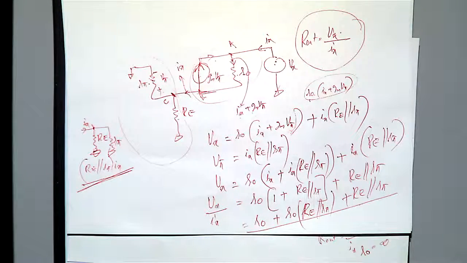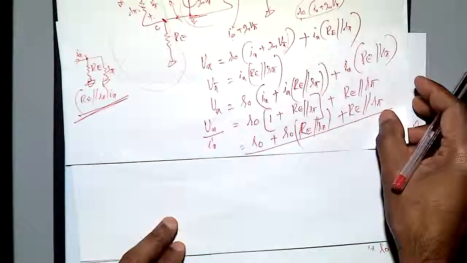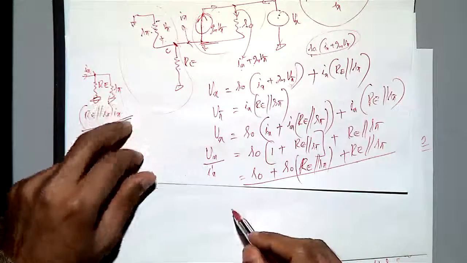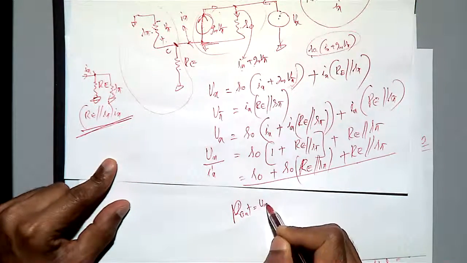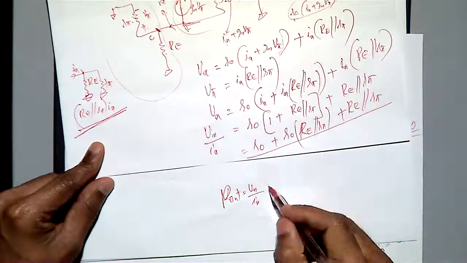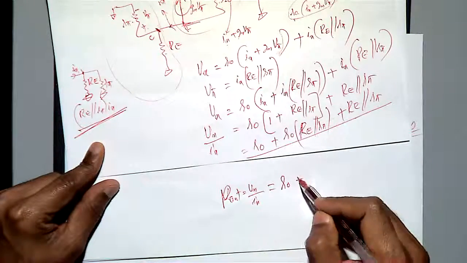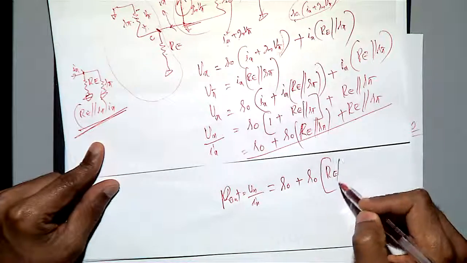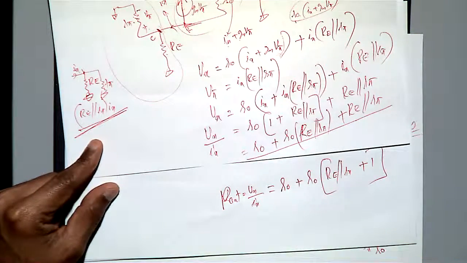So this expression sometimes people simplify in different ways. One way of simplifying is, see, R out, that is your Vx by Ix, which is equal to Ro plus Ro into Re parallel R pi plus 1. This is one way of people writing.